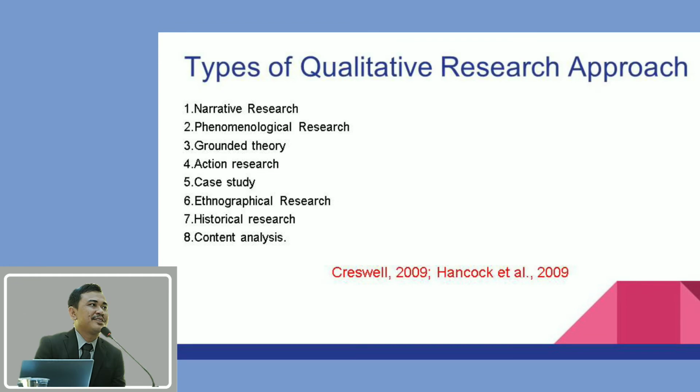Okay, we go to types of qualitative research approach. This is summarized from two books, Creswell and Hancock et al. The first one, we try to understand narrative research. This kind of research allows a researcher to conduct research based on stories. For example, we are interested in studying people who work with a particular art, for example the puppeteers, or other people who serve a very specific function in the community.